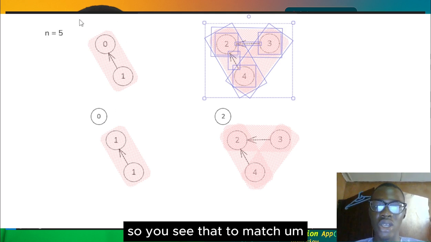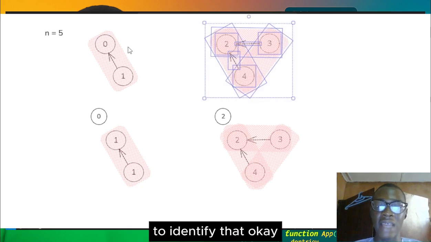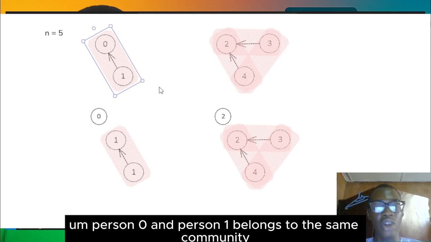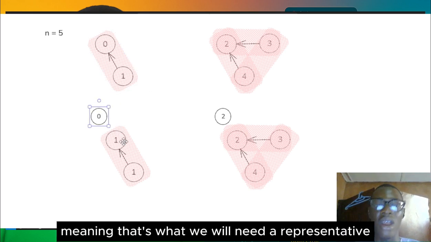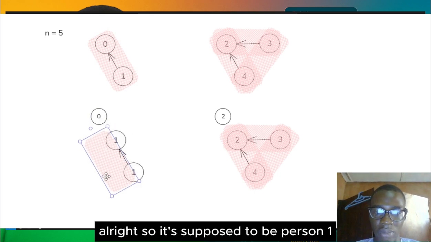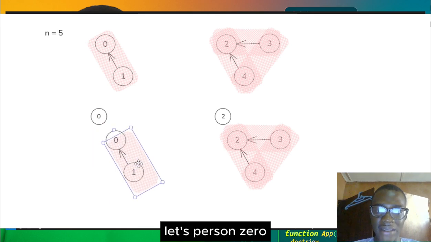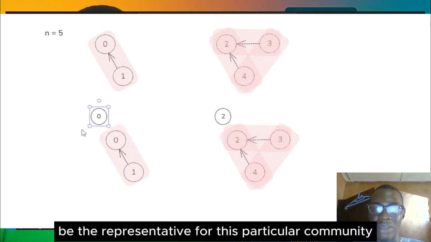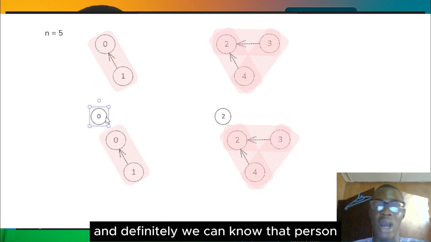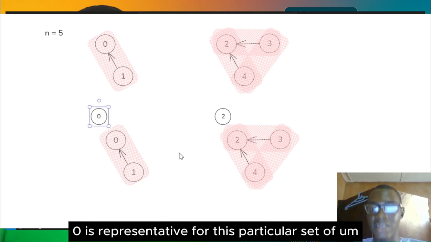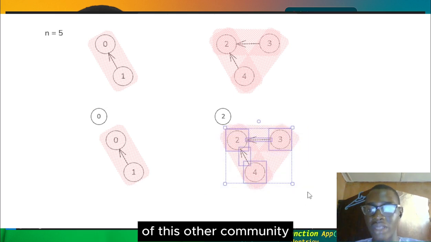So you see that to merge any of these two communities, we will need a representative, to identify that person 0 and person 1 belong to the same community. Then there should be something that is common to both of them, right? Meaning that we will need the representative. So now let's say person 0 is the representative for this particular community, so that for any person in this community, we have person 0 as the representative. Now similarly, we can have person 2 be the representative of this other community.